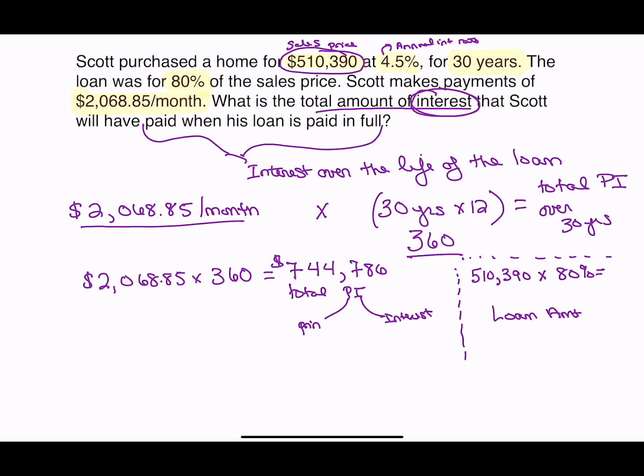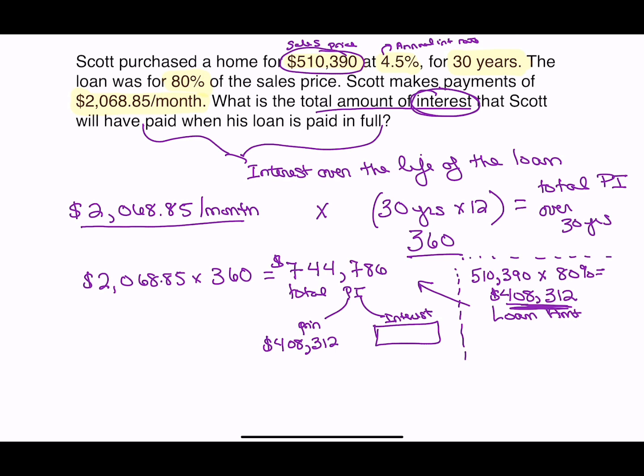So $510,390 times 80% gives me $408,312. That is our loan amount. When this person, Scott, bought the house, he only needed to get a loan for $408,312. That's what he's borrowed. So when I come back over here, over 30 years, he might have paid back the bank $744,786, but he only borrowed $408,312 to begin with, which means the difference would be what he paid in interest.